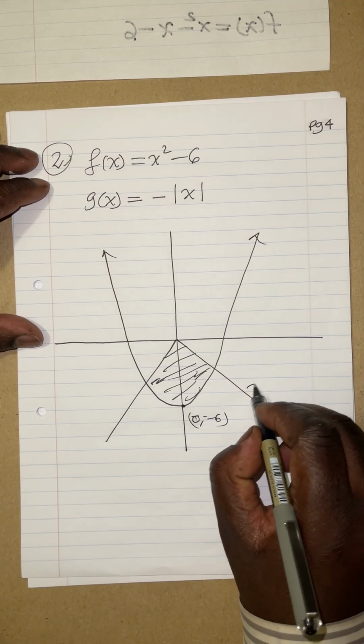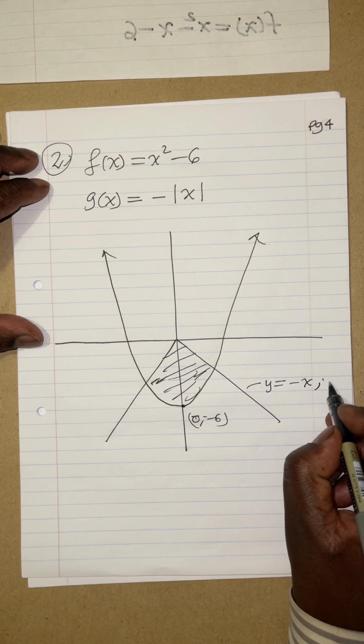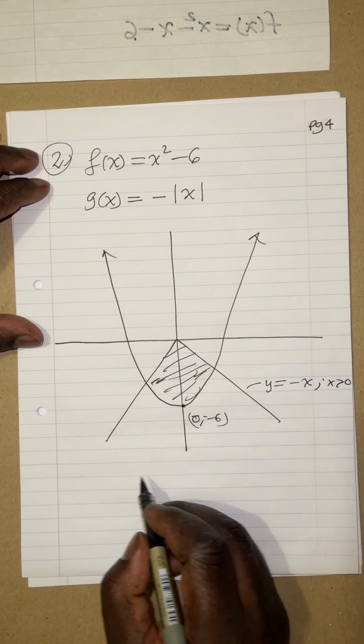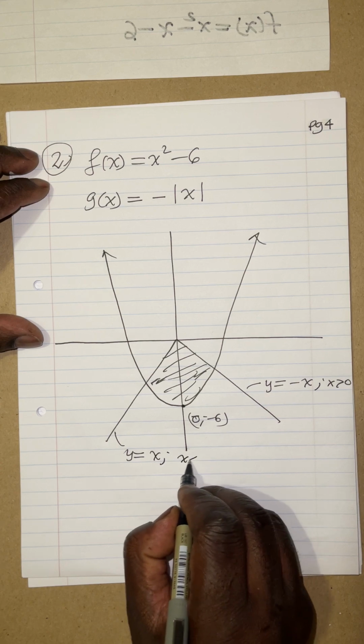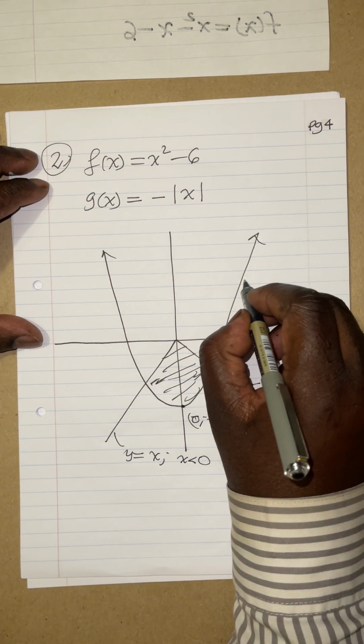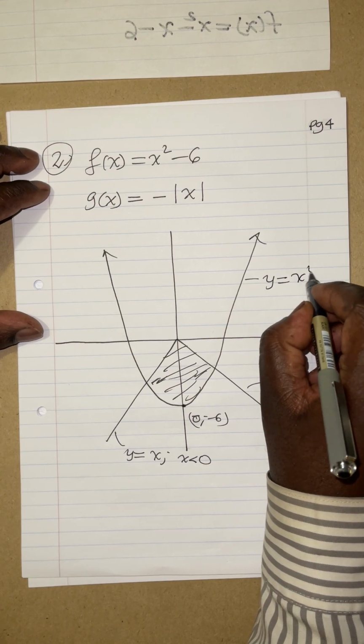So remember, this is y equals minus x, obviously for x greater than 0. This one here is y equals x, obviously for x less than 0. And this one here, if you allow me to use y again, is y equals x squared minus 6.